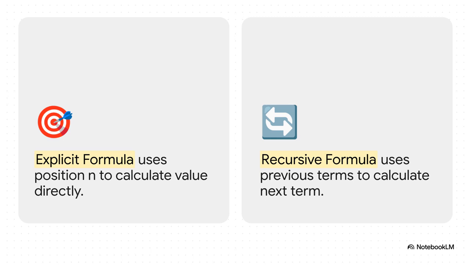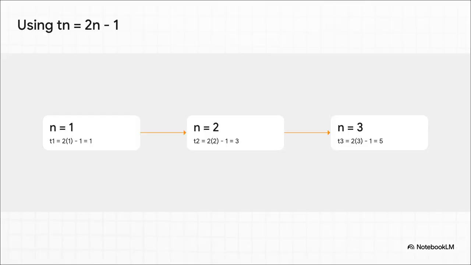A recursive formula, on the other hand, is basically giving you step-by-step directions from where you currently are, meaning you absolutely have to know the previous term just to figure out the next one. Let's see this in action and watch how it builds using an explicit rule. Here, our rule is t sub n equals 2n minus 1. By simply swapping out that position number n with 1, 2, and 3, we instantly generate the terms 1, 3, and 5. Notice how we didn't even need to know the second term to find the third term? That right there is the magic of an explicit rule.